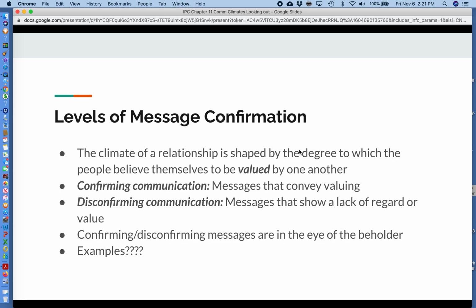A disconfirming message is one that shows lack of regard or just the fact maybe that you don't value that person. Now, one of the problems, of course, with these kinds of evaluations is that they're subjective. So a confirming or disconfirming message is kind of in the eye of the beholder. You might say something that you think is confirming, but the other person might not view it that way. So it's important to recognize, again, that these are subjective and that they can vary, and that it's ultimately up to the person who's receiving the message to decide whether or not it's confirming or disconfirming.